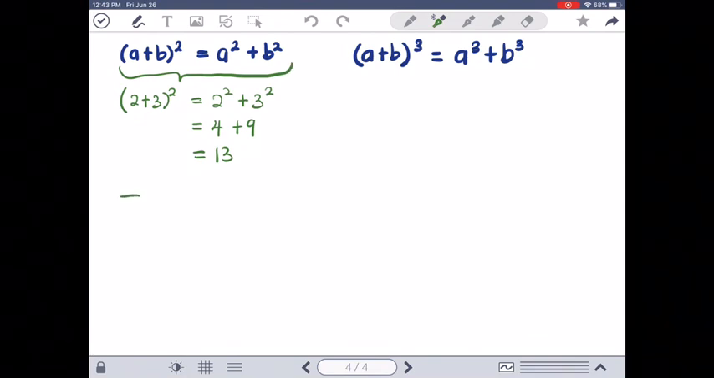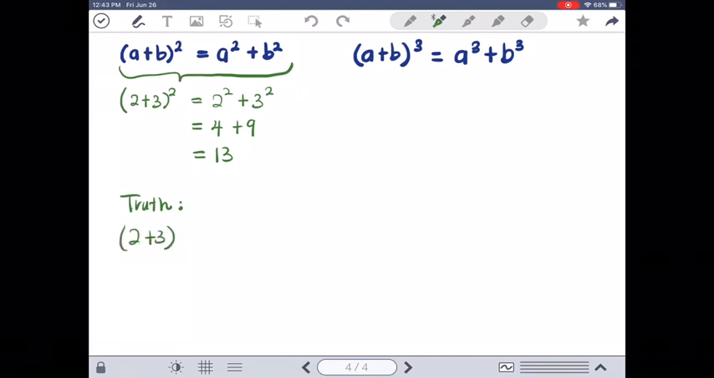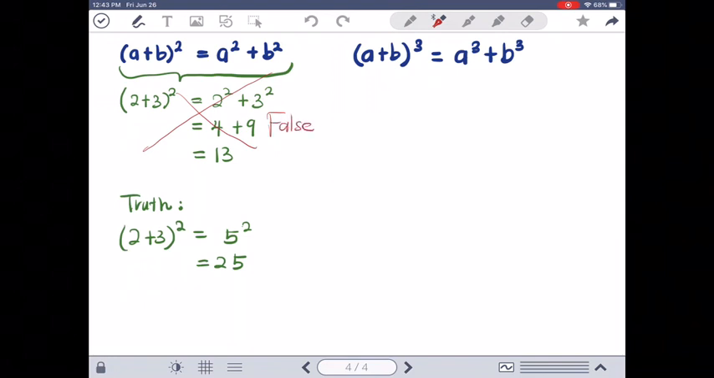But the truth is, 2 plus 3 squared is just equals to 5 squared, which is just equals to 25. So which one is true? Obviously, this one is false. So whenever you have A plus B squared, this is not equals to A squared plus B squared.